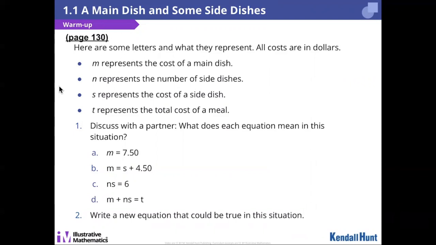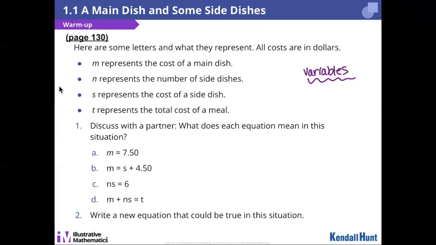Okay. But page 130 at the top of the page, it says, first example, here are some letters and what they represent. All costs are in dollars. So all of these, M, N, S, and T, because they're representing something in real life, are perfect examples of what we call variables, okay? Variables are simply letters we give to represent things that we don't know in real life. So for example, we don't actually know the cost of a main dish, which is why we're going to let M represent that cost, okay?